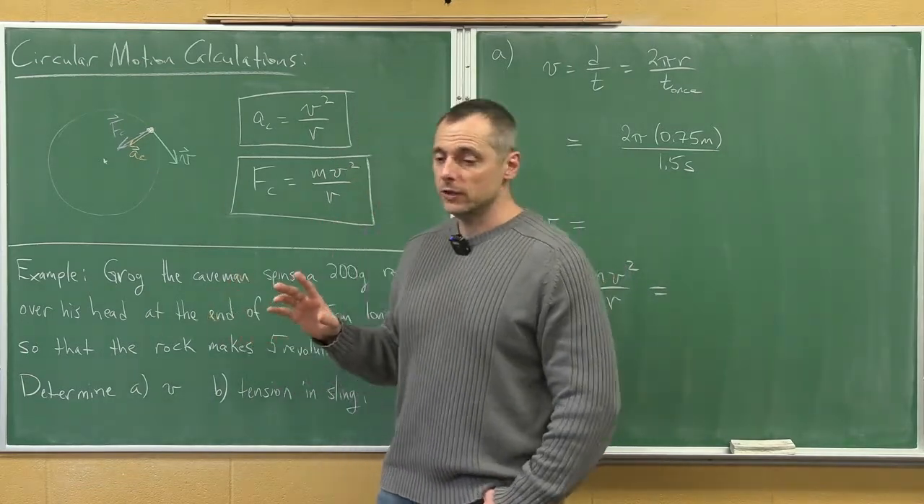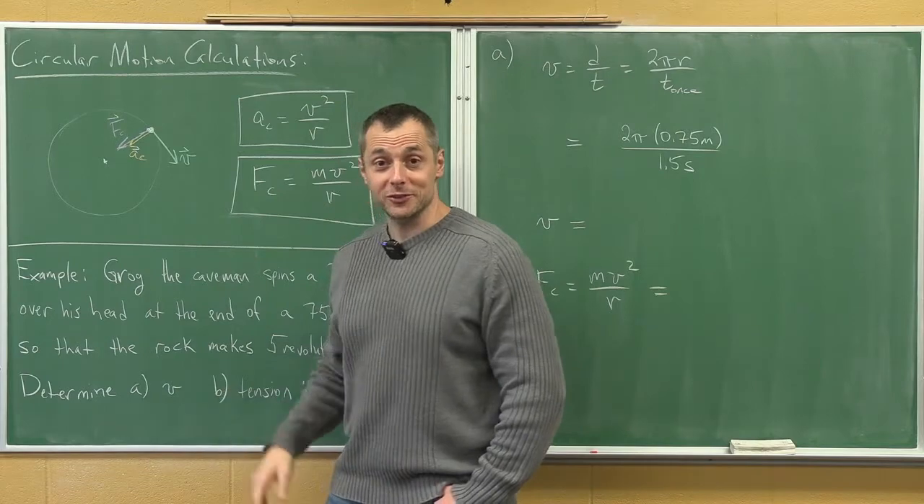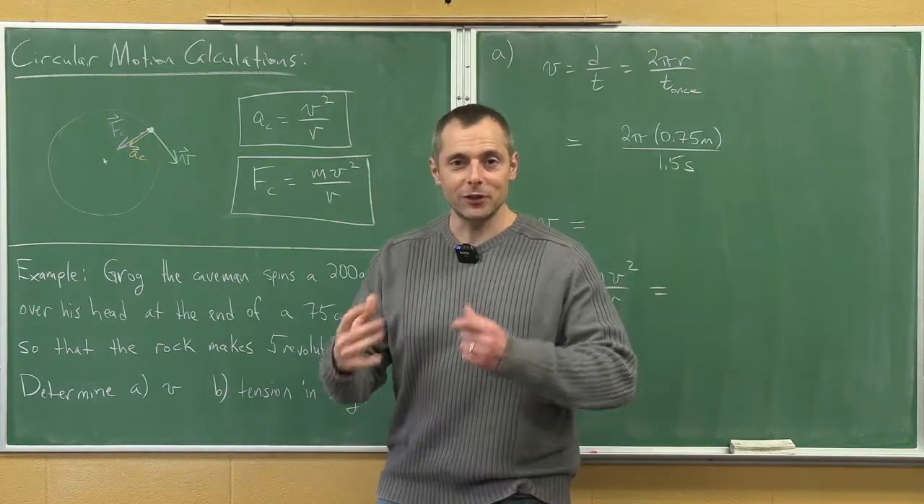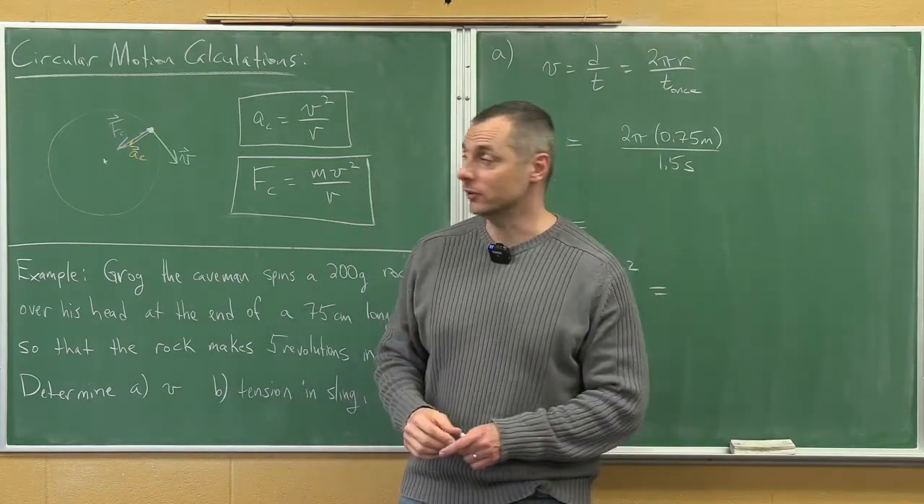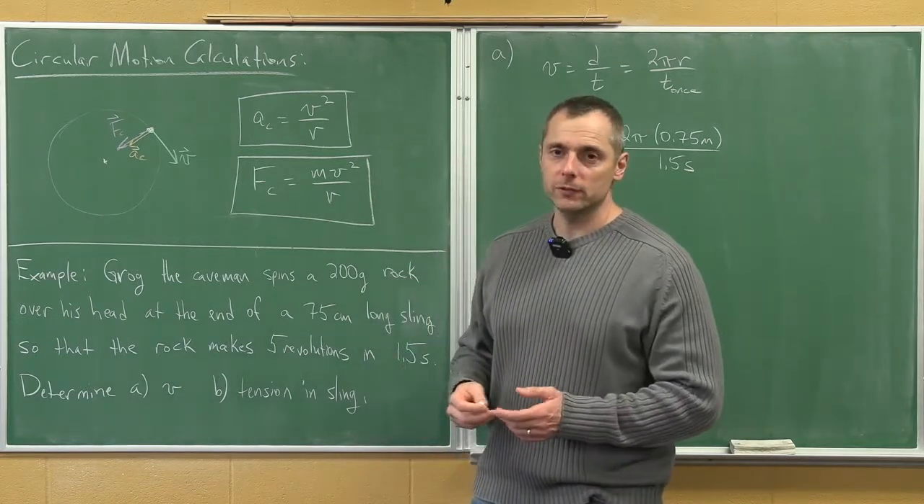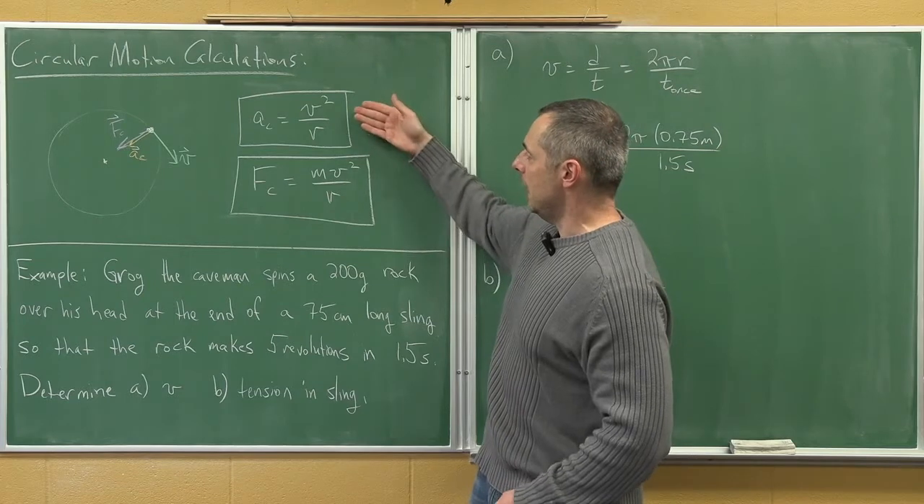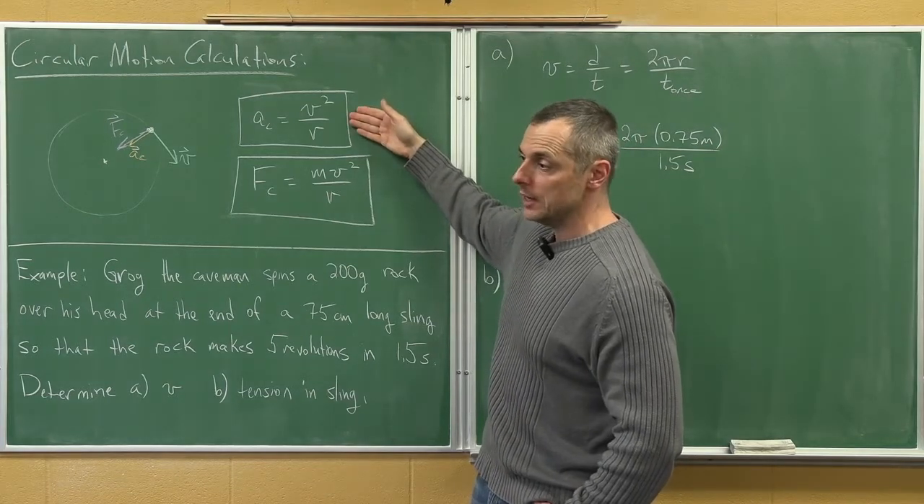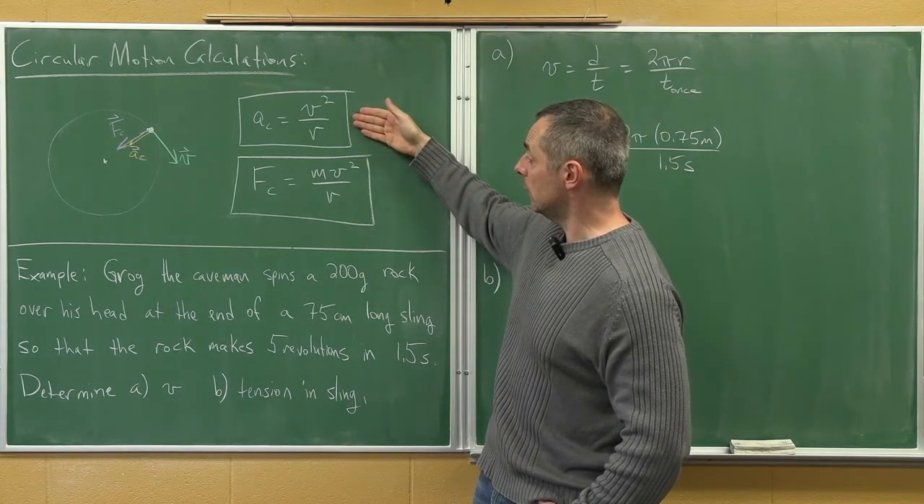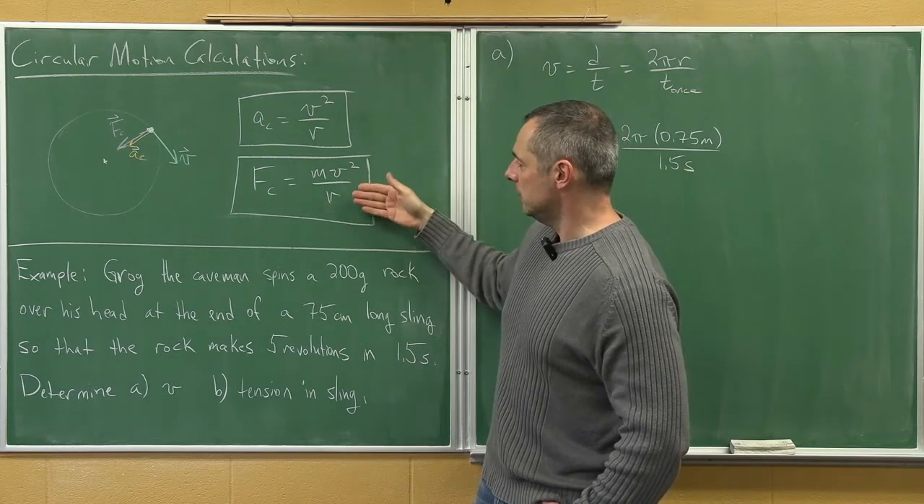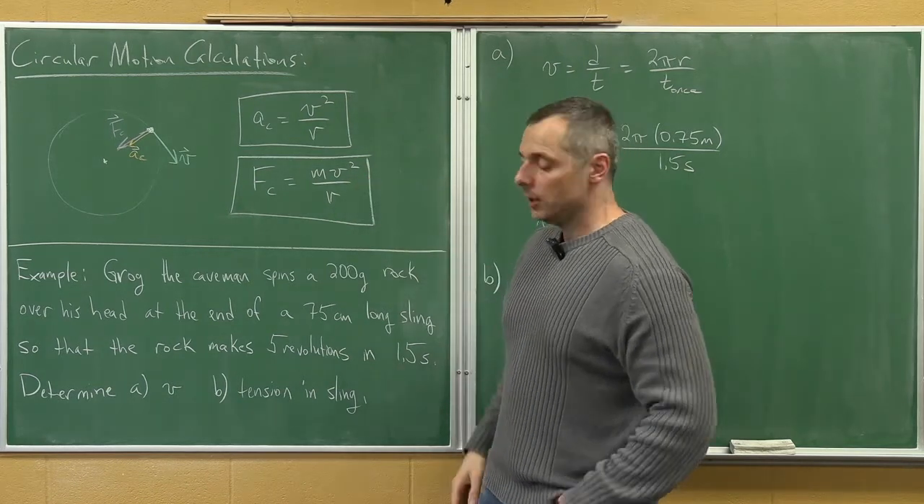Sometimes on the Regents, this is all they ask about circular motion. Wouldn't that be nice? You draw the three vectors, you get the question right. But of course, there's often more to it in terms of the calculations. You might have to calculate the centripetal acceleration. A centripetal is v squared over r. And F centripetal is mv squared over r.